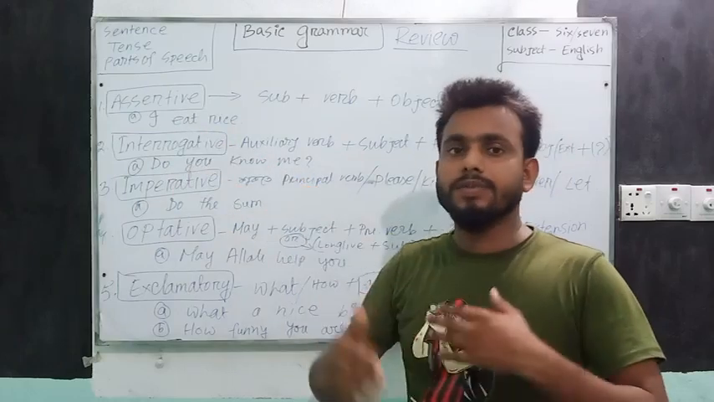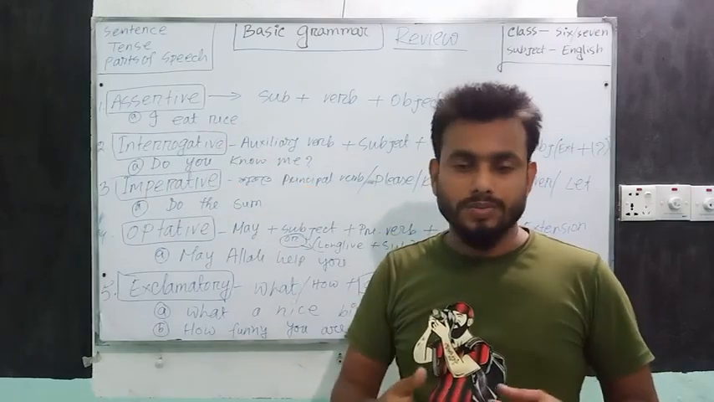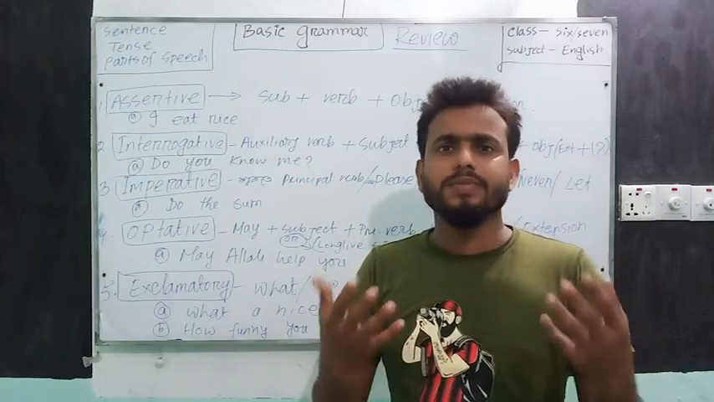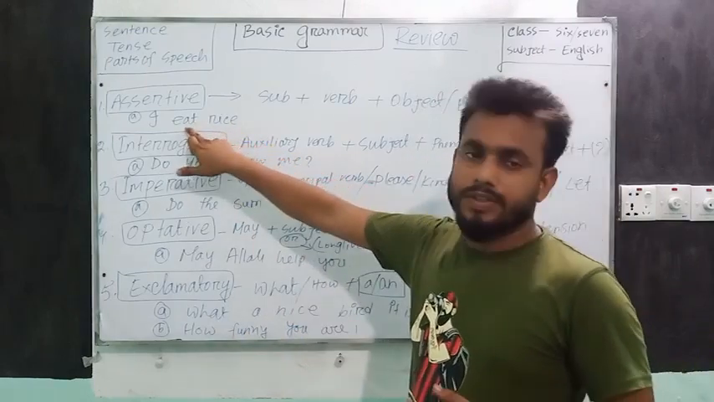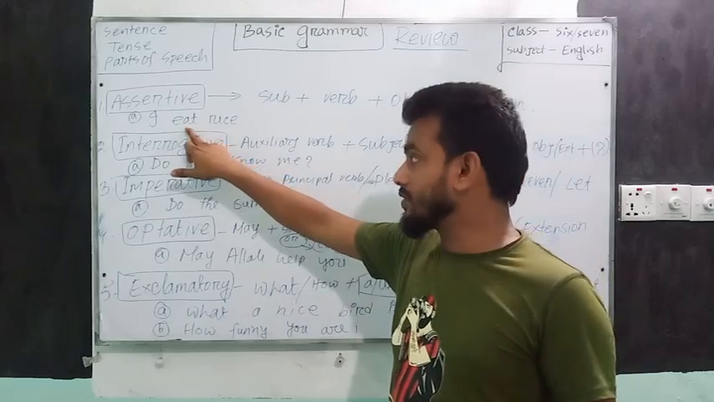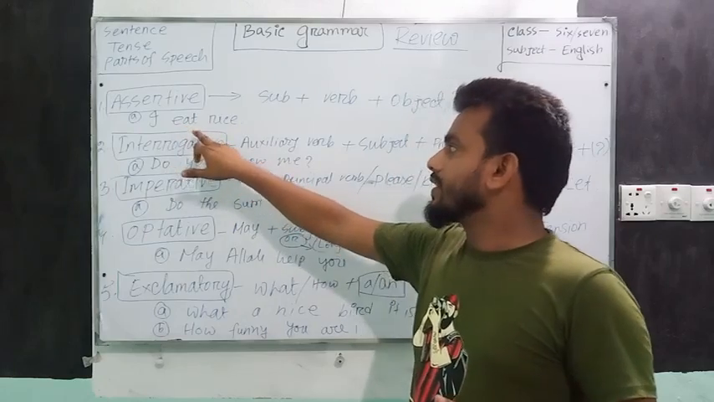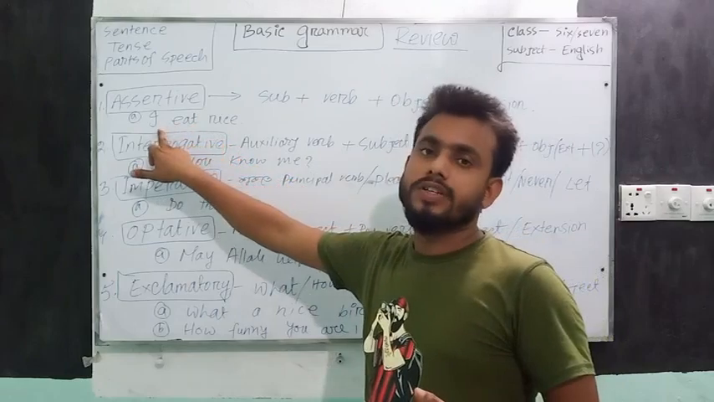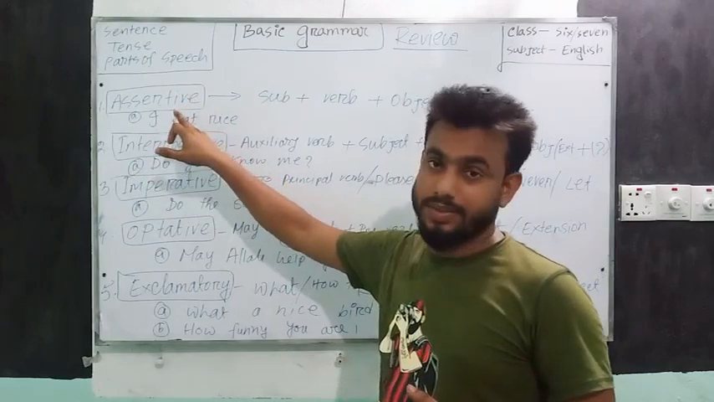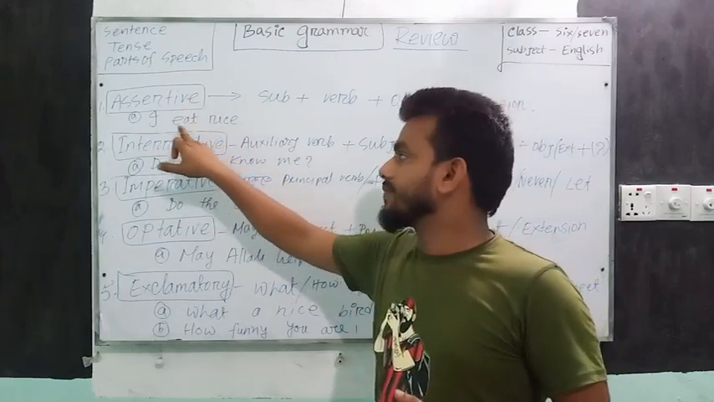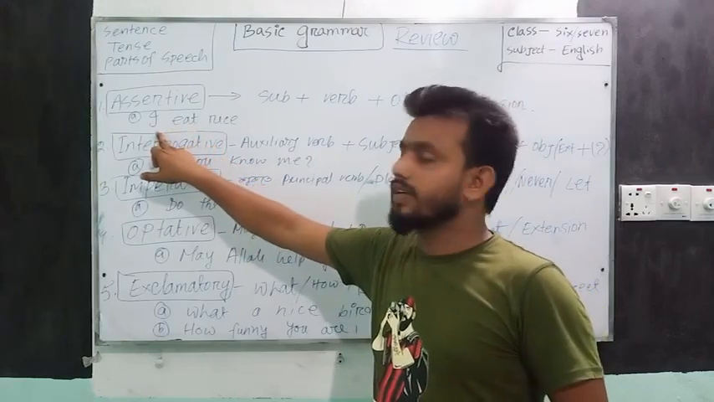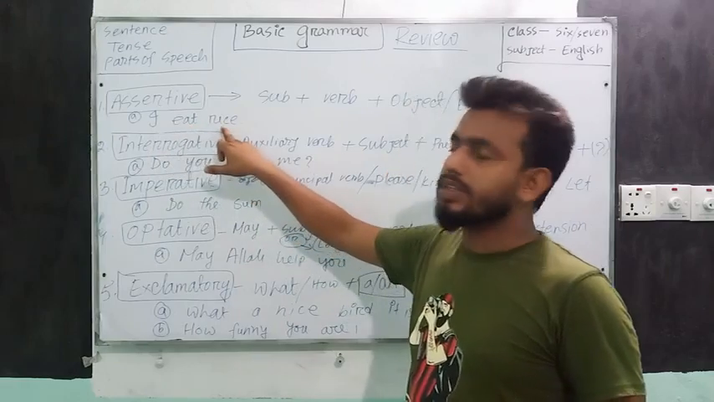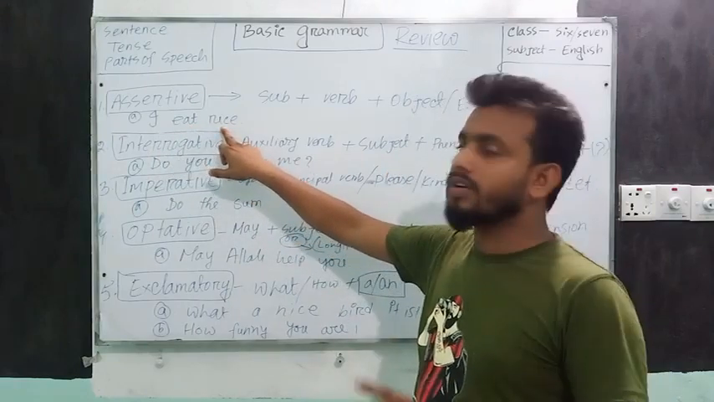Like eat, that means to do something. I'm teaching all of you. This is a task, so it is a verb. As usual, it is a verb. So before the verb, you can find out the subject. In the assertive sentence, this is a verb, and before the verb, this word is a subject. And after the verb, this word is an object or extension.